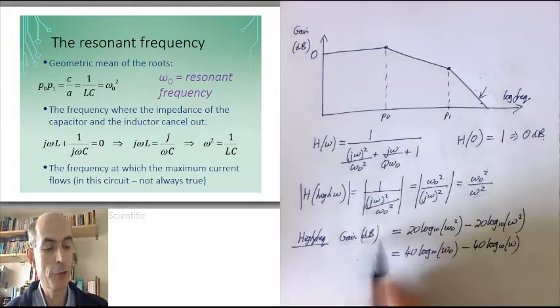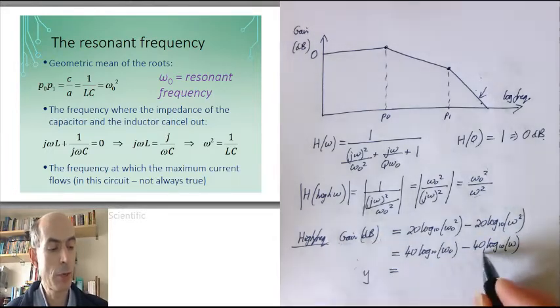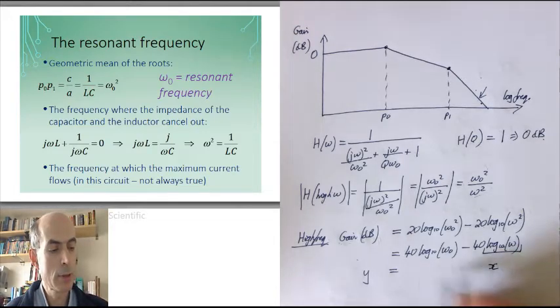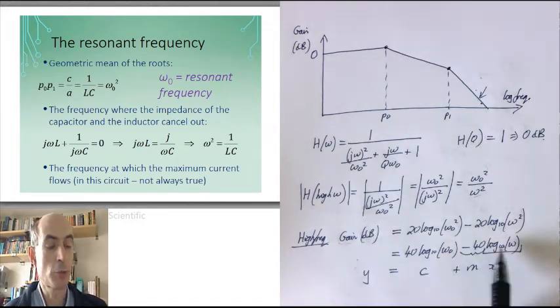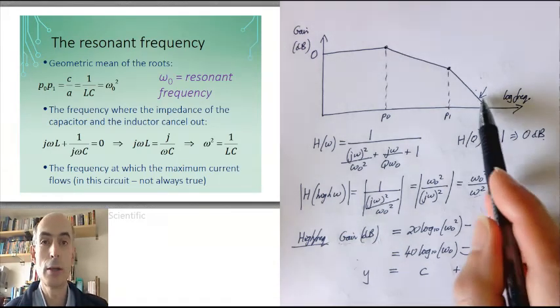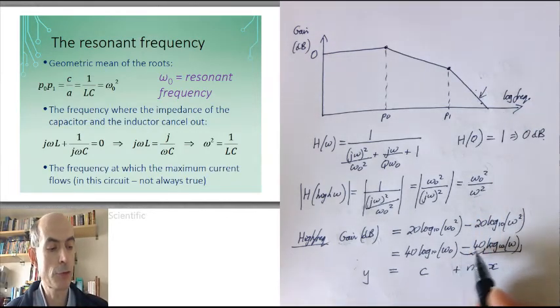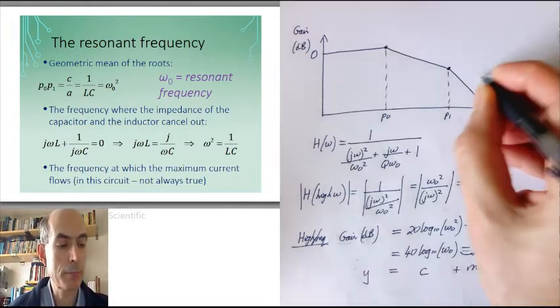This is my y value, the gain in dBs. This is my x value, the log of the frequency. This is a constant, and this is a gradient. So if I plot this high frequency approximation on this Bode diagram, I'm going to get a gradient here of minus 40 dBs per decade.